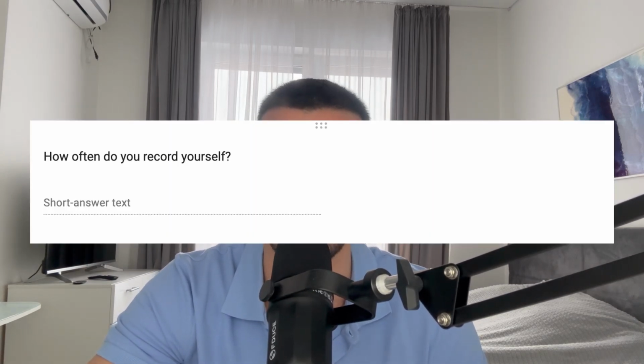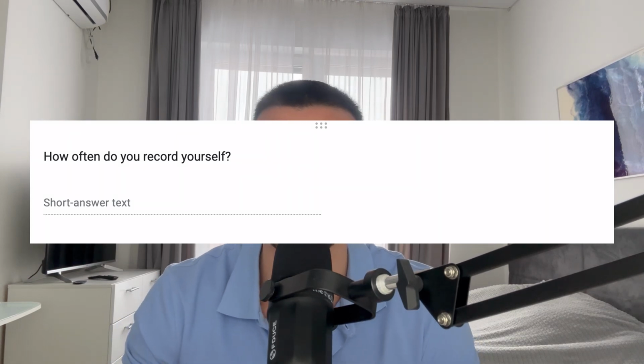Super important. How often do you record yourself? So we're asking how usually she is doing this. Maybe she doesn't even like how she looks on camera. This is super important to know where her mind is at, to see what she thinks about herself, where her self-esteem is, where her self-respect is, and whether she loves herself or not. Because if she's just super uncomfortable and anxious, you're not going to be able to go far.